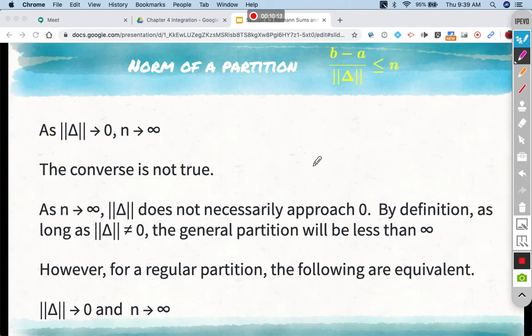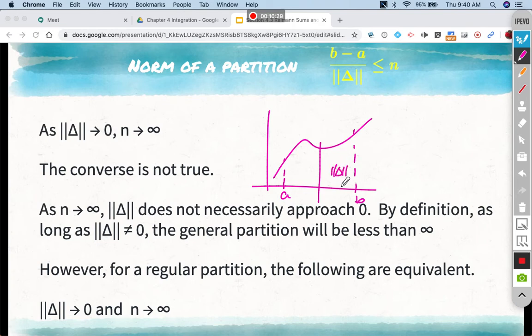So, for example, here's A, here's B. Here's one of my intervals, and this one is going to give me my norm. But that doesn't mean that the rest of these are going to be smaller. And I could break this second portion up into an infinite number of intervals. And then I have this big honking one on the end.